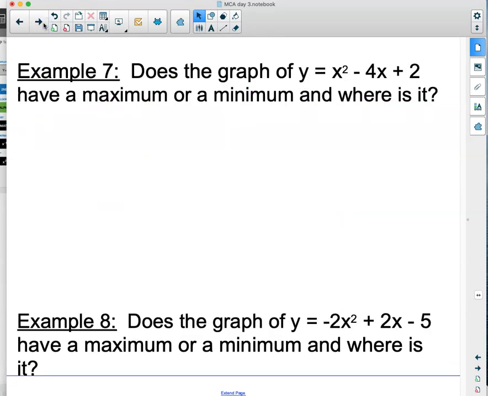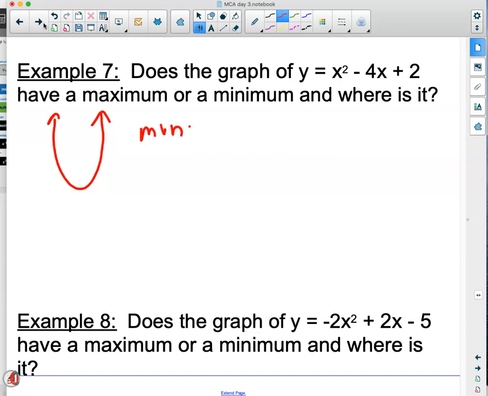All right, example 7. Does the graph of y equals x squared minus 4x plus 2 have a maximum or a minimum, and where is it? So we have y equals x squared minus 4x plus 2. Is that an up opening parabola or a down opening parabola? Up, because it's a positive x squared. So let's draw that picture. Does that have a highest spot or a lowest spot? A lowest. This definitely has a minimum. Even better, that minimum has a name. It's called the vertex.